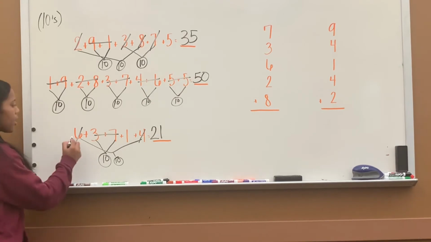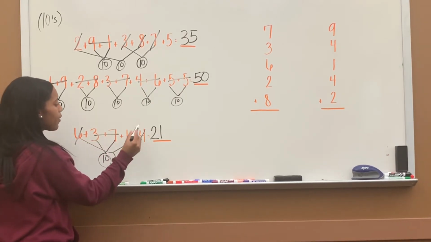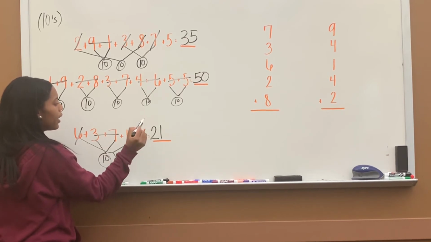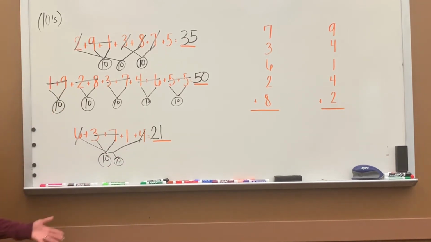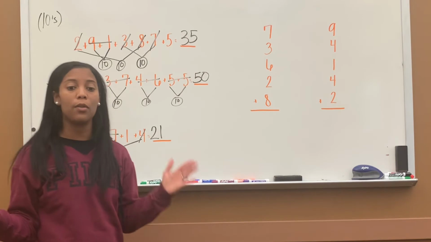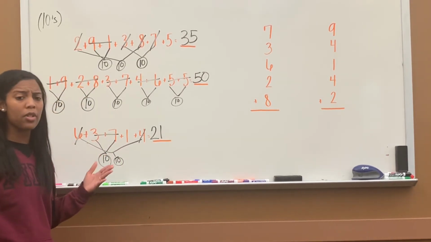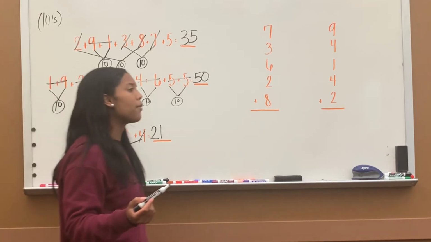So I could do 6 plus 3 is 9. 9 plus 7 is 16, 16 plus 1 is 17, 17 plus 4, 18, 19, 20, 21. So I could do it like that. If you want to break it down that way, you could, but this is an easier way to do it if you know your sums of 10 facts. If you don't know your sums of 10 facts, that's where it will be a little complicated. But if you know the numbers that equal 10, then you can identify them quickly.